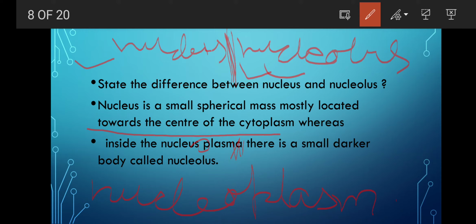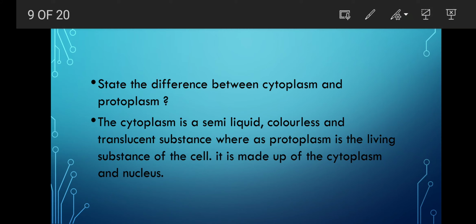Nucleoplasm. Okay, now next. State the difference between cytoplasm and protoplasm. Again you will draw a line, one side cytoplasm and one side protoplasm. So here you will write about the cytoplasm and here you will write about the protoplasm. What will you write about the cytoplasm? The cytoplasm is a semi-liquid, colorless and translucent substance, and for protoplasm you will write: protoplasm is the living substance of the cell. It is made up of the cytoplasm and nucleus.